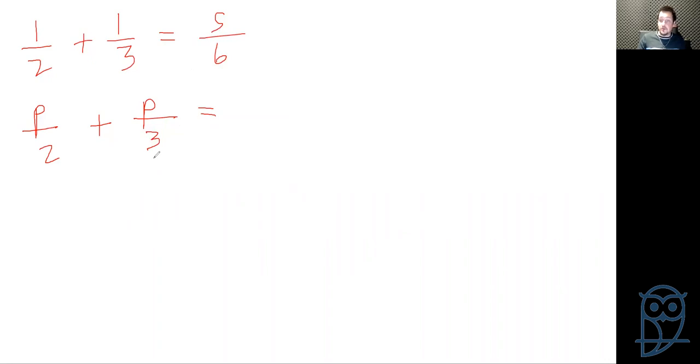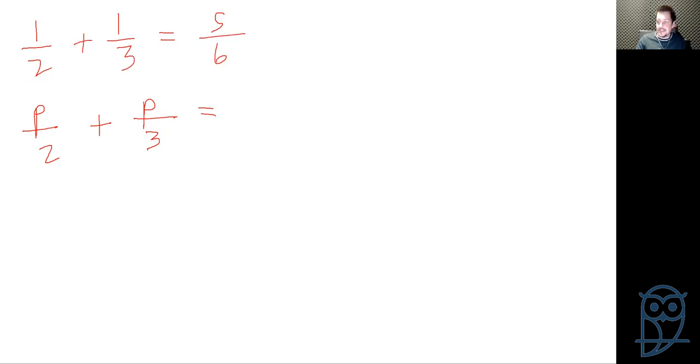Well, a lot of people start freaking out about this. You're like, you've got a variable in the numerator. What do you do? It makes no sense. Well, it's still fractions. It's still numbers. So the rules still apply. The only difference now is you may not see a number in the numerator.